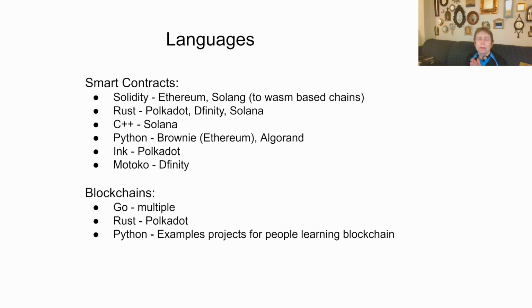Now, Python's an interesting language. We really haven't looked at it in terms of smart contracts, but you can see it can be used for Ethereum. It can be used for Algorand. And as you see below, it's one of the languages, if you say, I want to build a blockchain, and Google that, there'll be a number of examples of that on there.